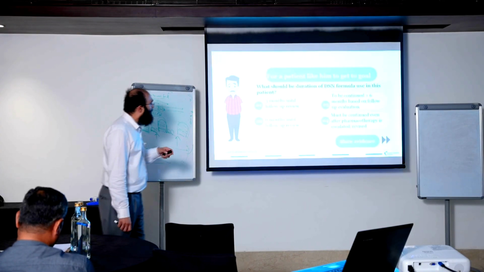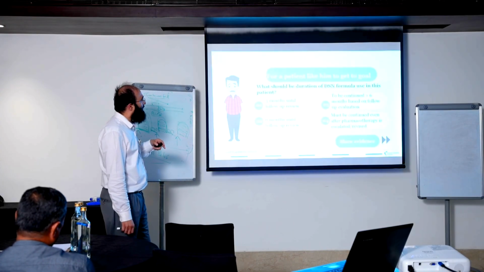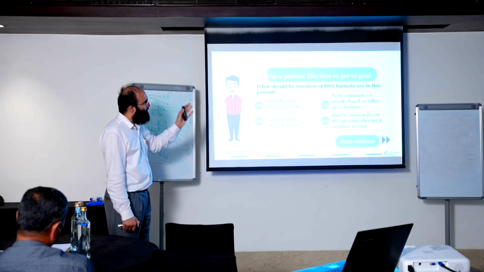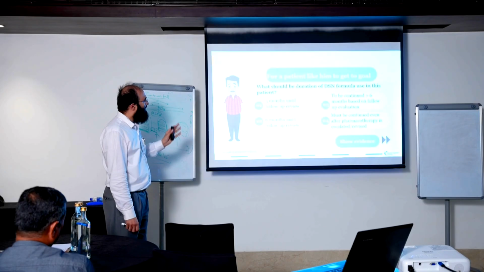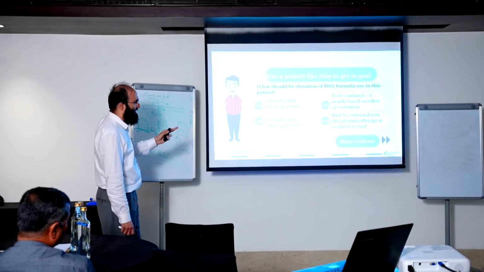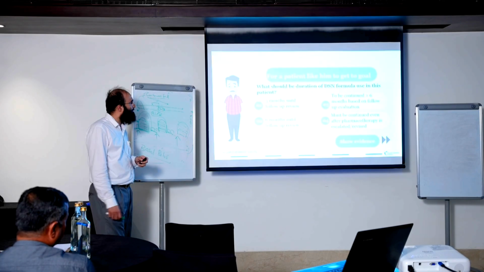For a patient like him to get to goal, what should be the duration of DSN formula use in this patient? 3 months until follow-up review, to be continued for more than 6 months based on follow-up evaluation. 6 months until follow-up review, must be continued even after pharmacotherapy is escalated or revised. So it is kind of indefinite.